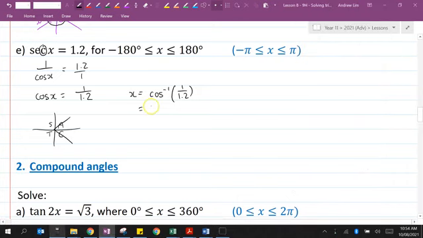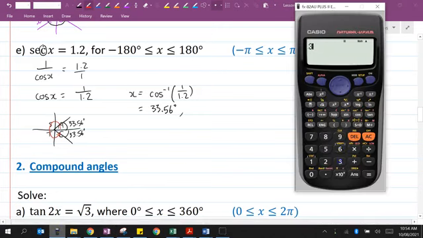(33.56 degrees). So that means this angle here is 33.56 and this angle here is 33.56. Alright, now that we've done that, we've got that one, we still need to work out this angle, which is technically 360 minus that, 326.44.